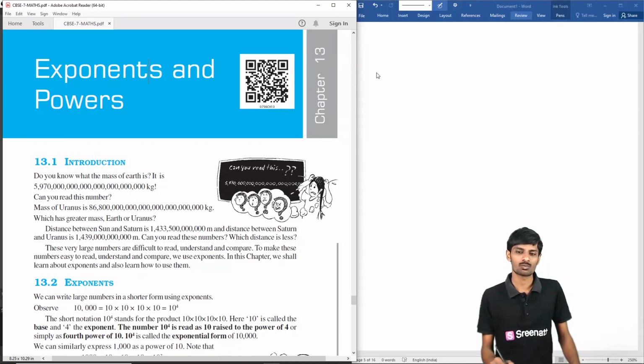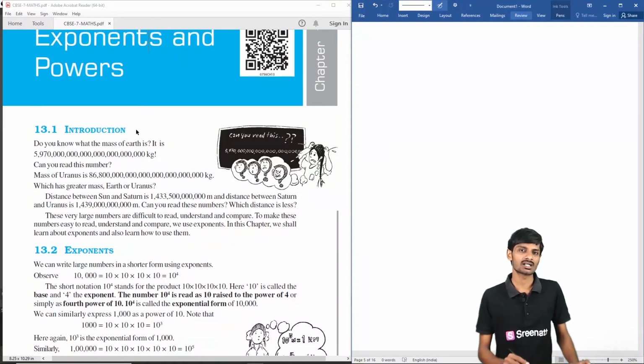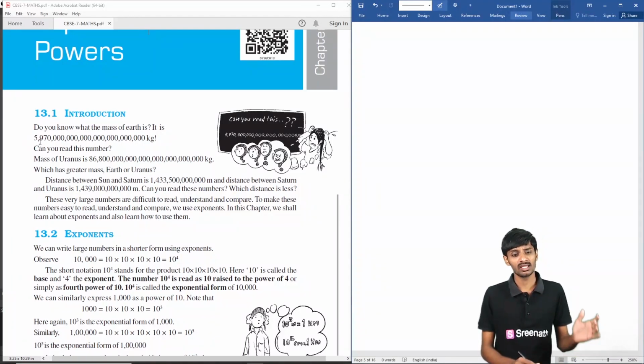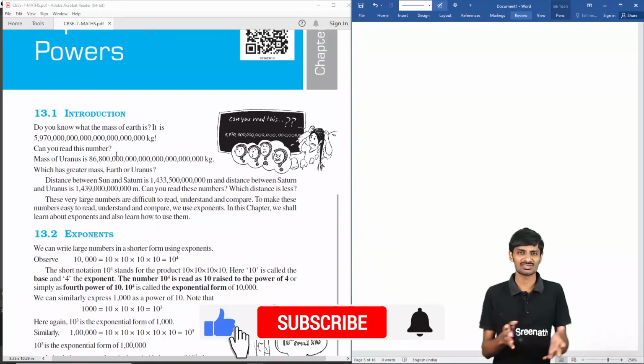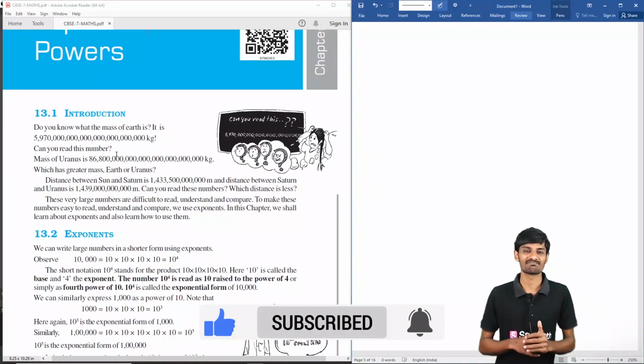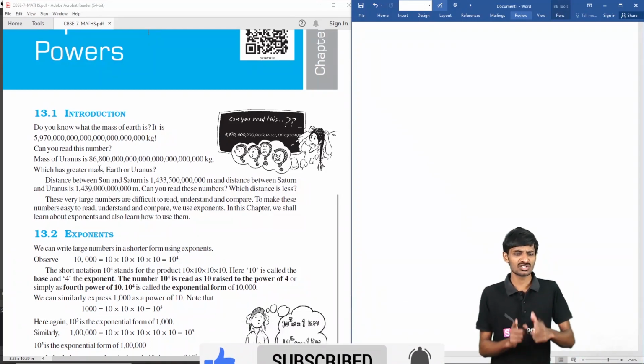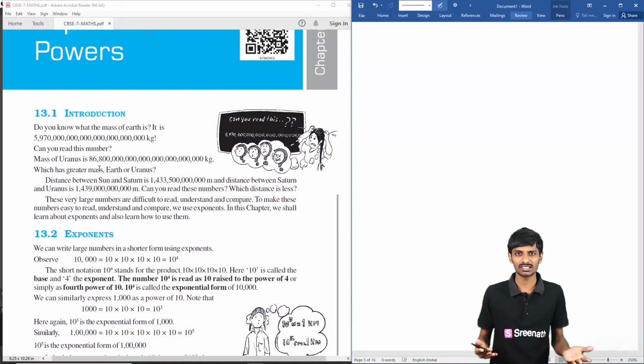The chapter name is Exponents and Powers, students. So we'll start the introduction of it. The mass of Earth is 597000000000000. Can you read it, students? No. And the mass of Uranus is 8680000. Can you read it completely?